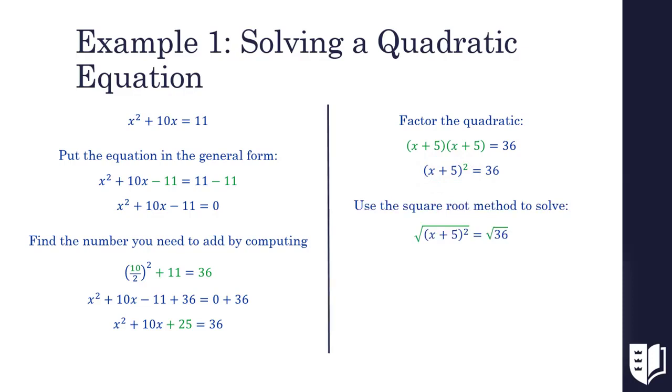Now we take the square root of each side so that we are left with x plus 5 equals plus or minus 6. We isolate our variables by subtracting 5 from both sides of our equation, giving us x equals plus or minus 6 minus 5. Positive 6 minus 5 gives us a root of 1, and negative 6 minus 5 gives us a root of negative 11.